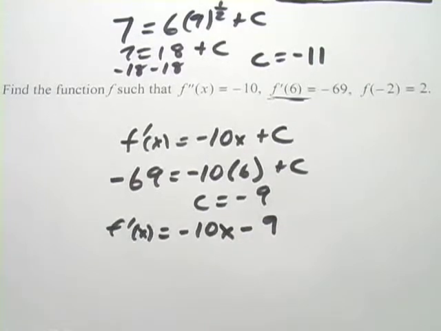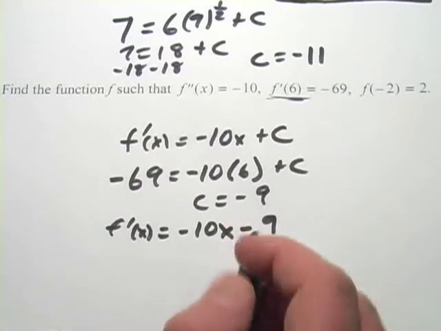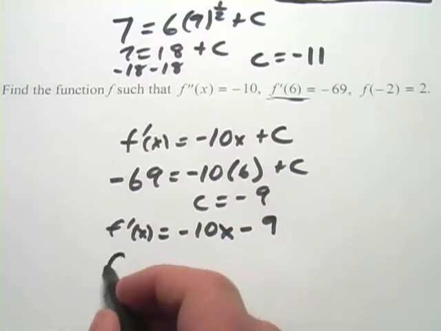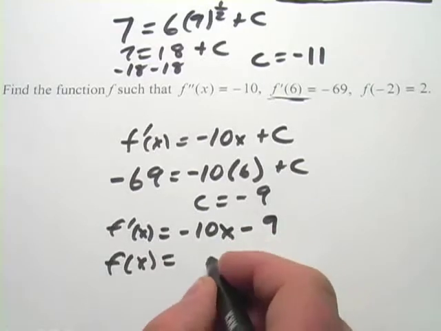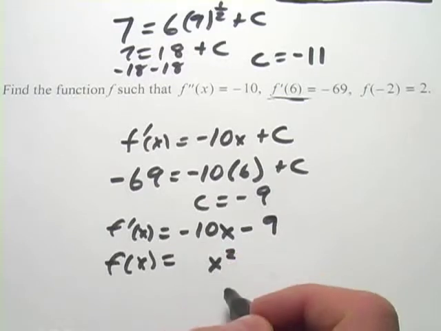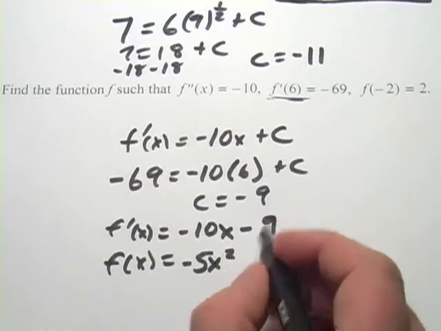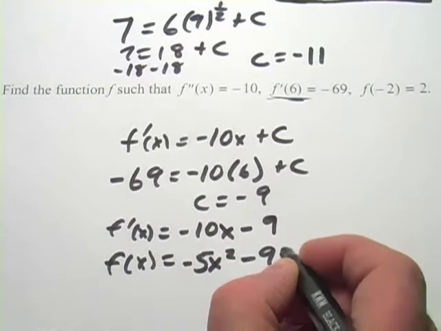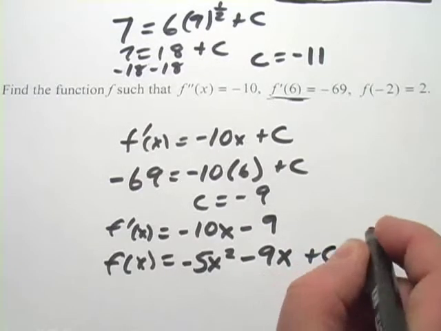Now we can find our function by taking the antiderivative of this. So let's go ahead and do that. So f of x equals, and we'll increase the power by 1, so x squared, and then we multiply by the reciprocal, so this would be 1/2 times a negative 10. So I'm going to write that as negative 5. And then we'll increase the power of x here by 1, so this negative 9 becomes negative 9x. And then of course we have our constant.